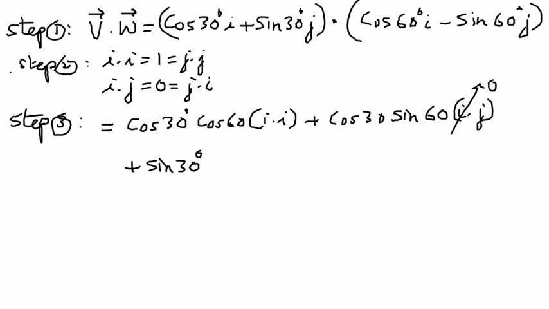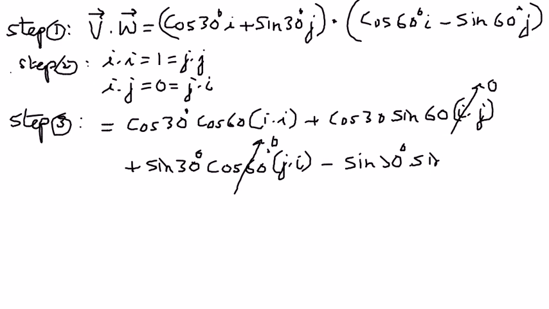times cosine 60 degrees j dot i, this is going to go to 0, then minus sine 30 degrees times sine 60 degrees j dot j, that is going to go to 1.